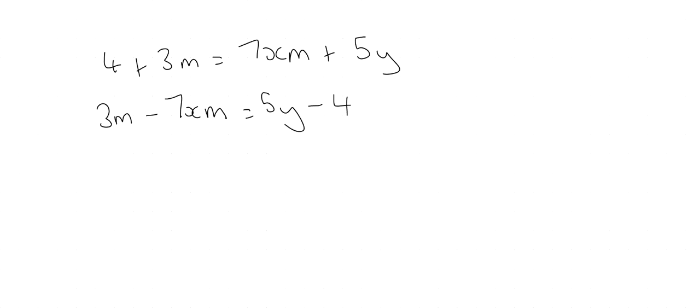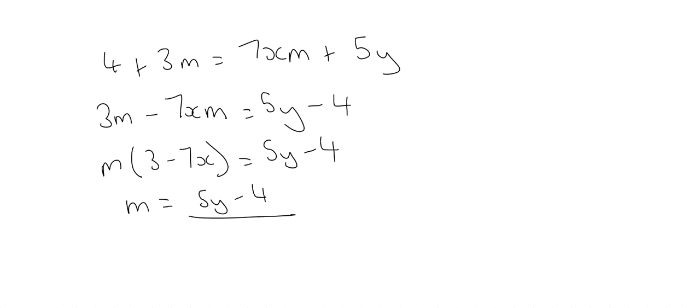What am I going to do with this? Factorize. What do you mean by that? I'm going to take m out as my common factor. So now I have m times (3 minus 7x) equals 5y minus 4, right? And now what do I do? Now I'm going to divide. So now I've got (5y minus 4) over (3 minus 7x). Yeah, because that's a new thing. Okay, so then I've got m by itself. So what you do is you get them together, take out m as a common factor.